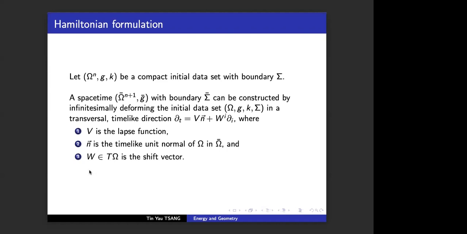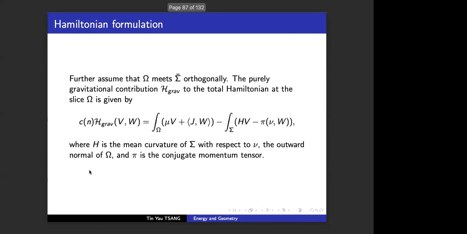Say w is a shift vector, and then we have the v n, where v is a lapse function. And the n here is a time unit normal of omega and omega bar. Then further assume that omega meets sigma bar orthogonally. Then we can have this.